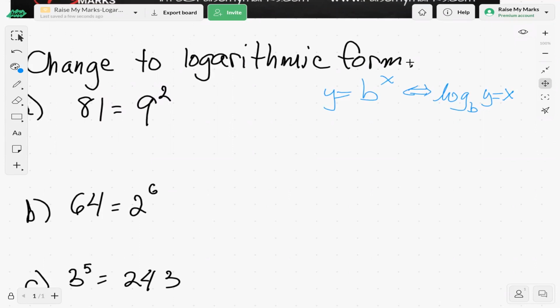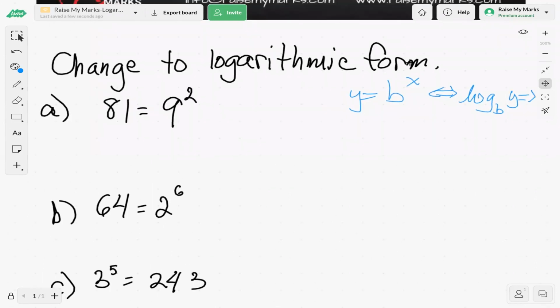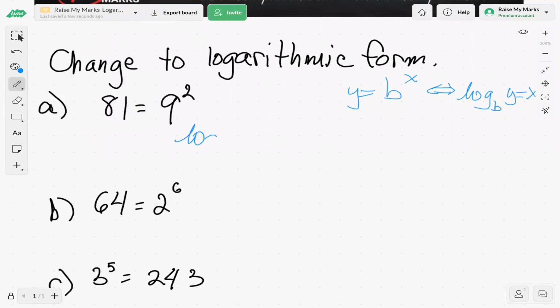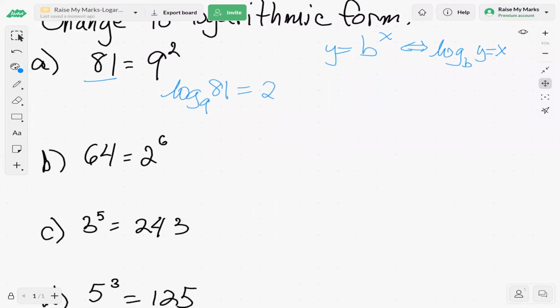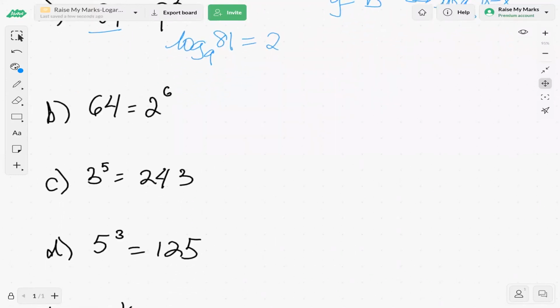So our base, so we have log, our base is 9, our y value is 81, and this equals 2. Good. All right, so let's have a look at the next one. So we have 64 equals 2 to the power 6. So log, our base is 2, our value is 64, and this equals 6.